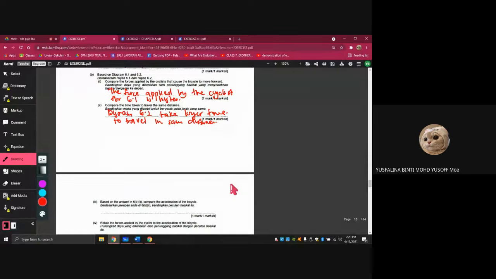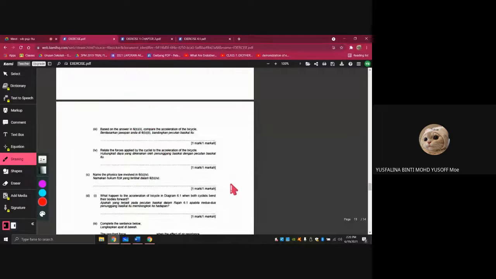Alright, for number 3, based on the answer in 6B2, compare the acceleration. Of course the acceleration for 6.1 is higher. Alright, relate the force applied by the cyclist to the acceleration of the bicycle. So this one, the higher the force, the higher the acceleration of the bicycle. So the higher the force applied by the cyclist, the higher the acceleration of the bicycle.